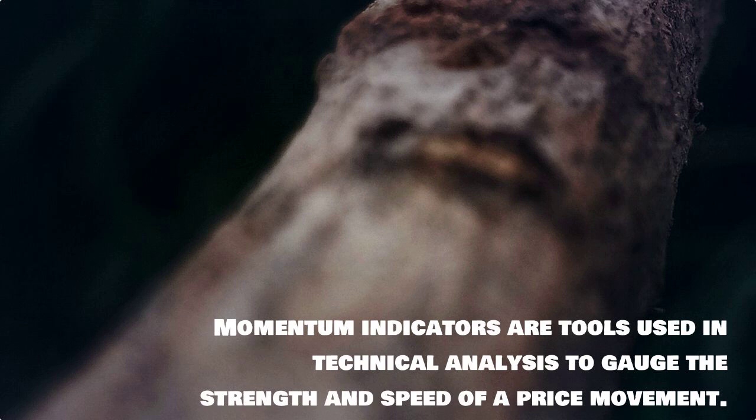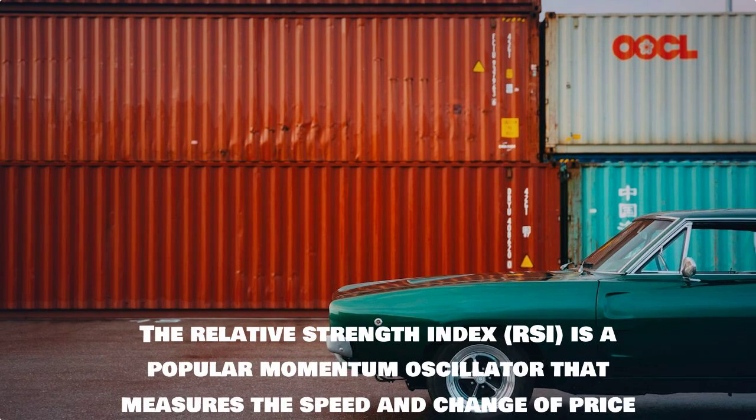decisions. The Relative Strength Index, RSI, is a popular momentum oscillator that measures the speed and change of price movements. It can be used to identify overbought and oversold conditions in the market, as well as potential trend reversals.